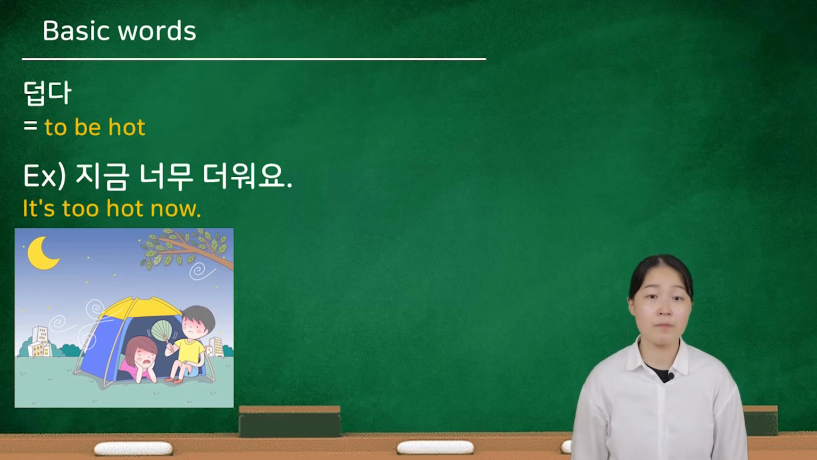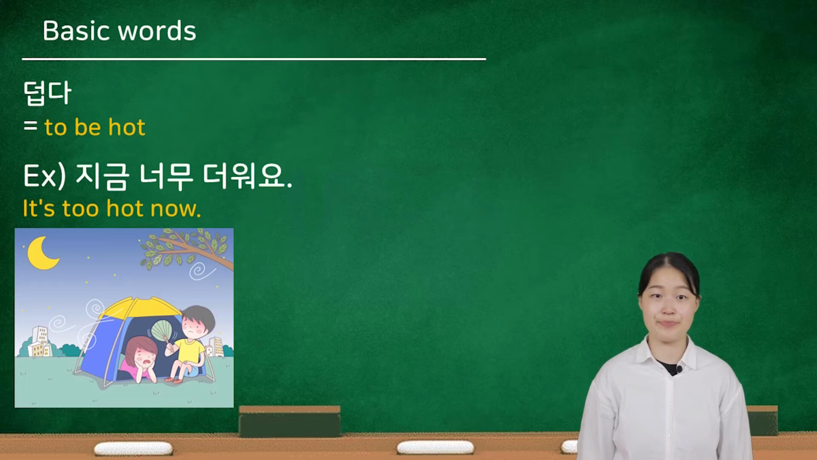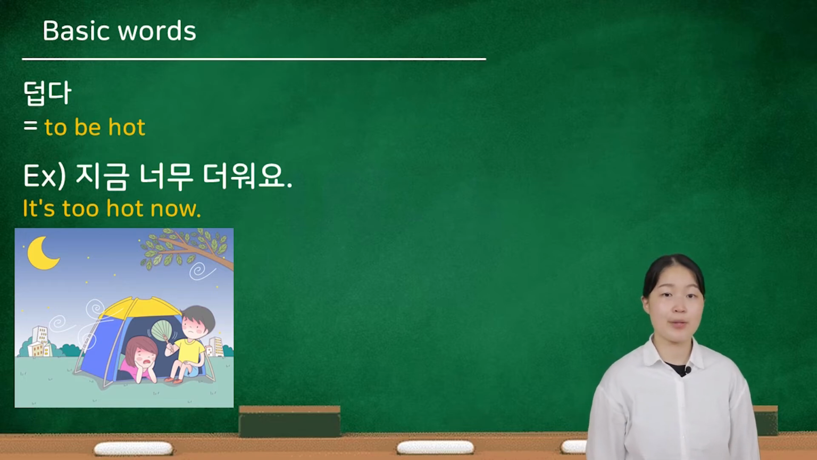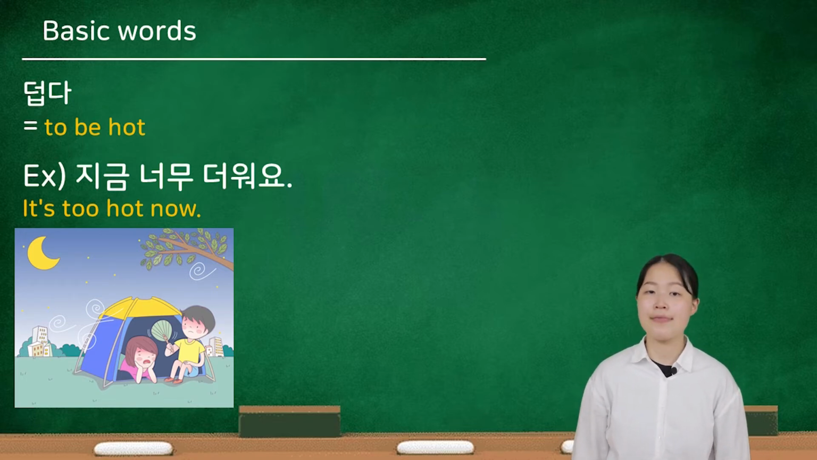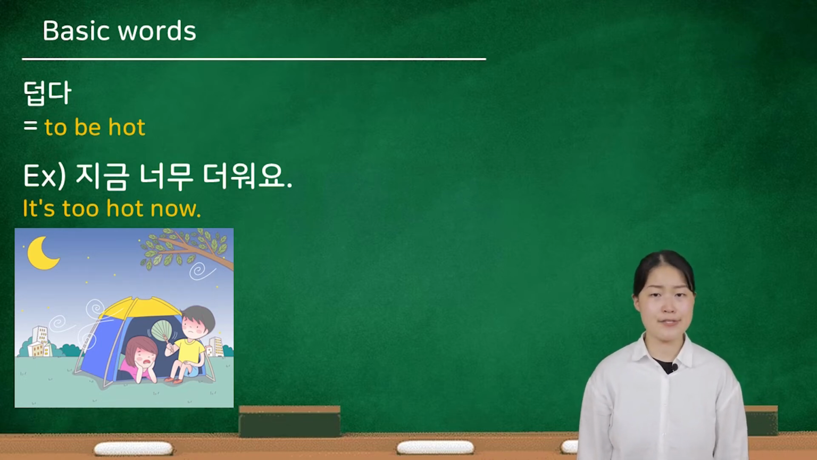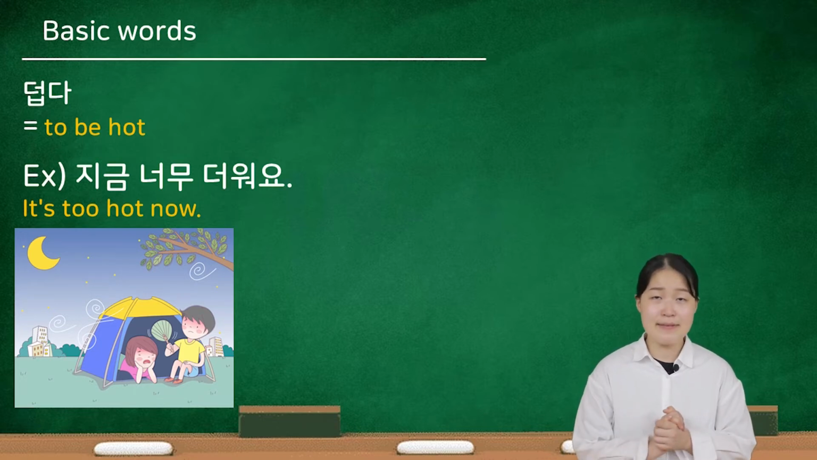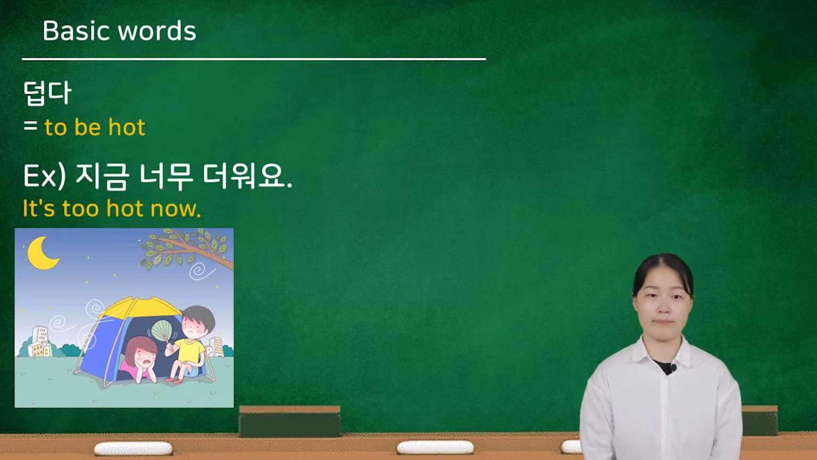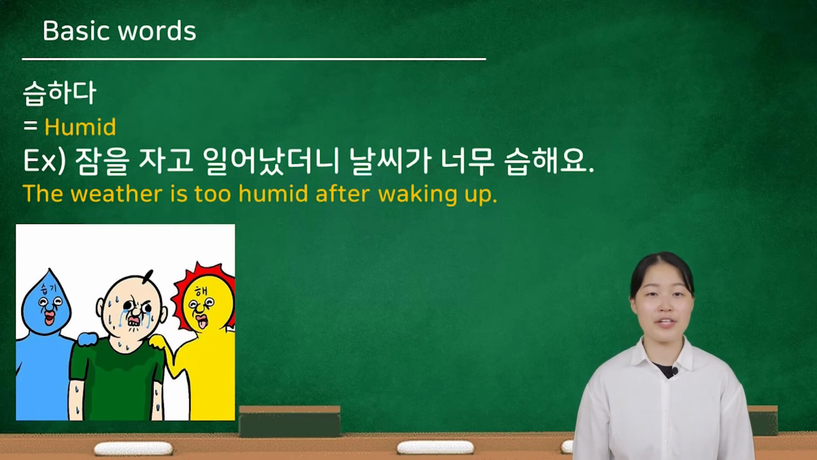The second basic word is 덥다. The meaning of 덥다 is to be hot in English. You can use it when it is hot, unlike cold. For example, you can use it like it's too hot now. 지금 너무 더워요.